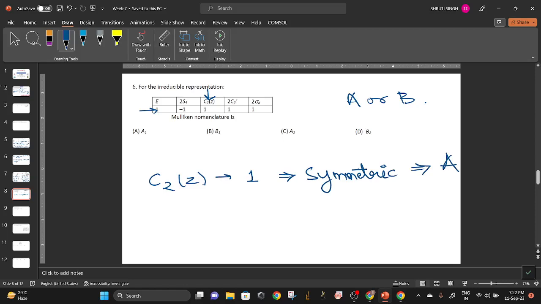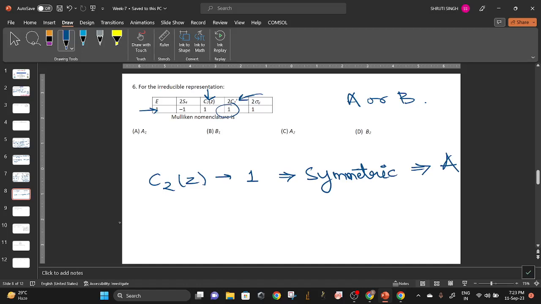Now the next thing we see is whether they are symmetric or antisymmetric with respect to the planes. Sorry, not the plane, the other axes. So this is the subsidiary axis. Now it is also symmetric with respect to the subsidiary axis, which is the C2 dash.